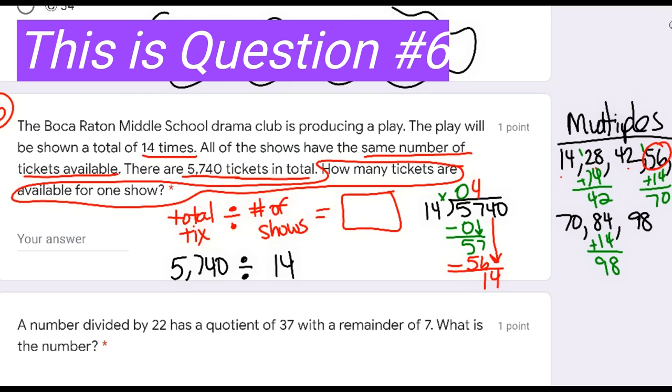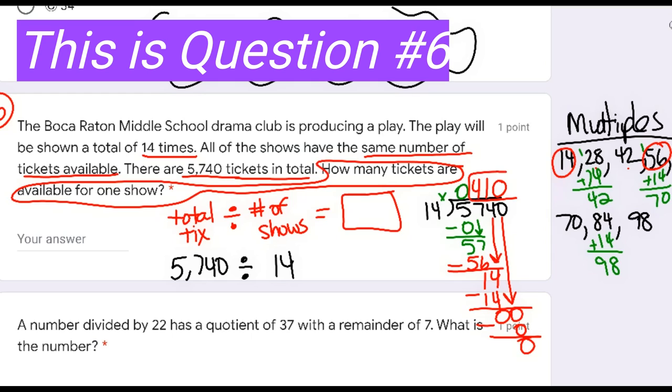Now we have 14. That one's easy. That's just the first multiple, right? So 1 goes on top, and then I subtract out 14. That's 0. Bring down the last 0. How many 14s can I get out of 0? 0 of them. So 0 times 14 equals 0. Subtract it out, get 0. There's nothing left. There's no remainder.